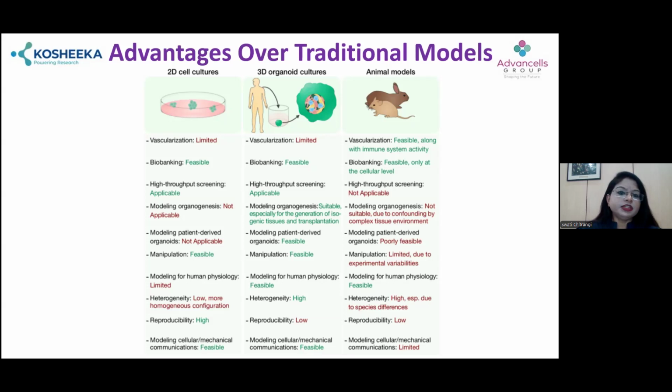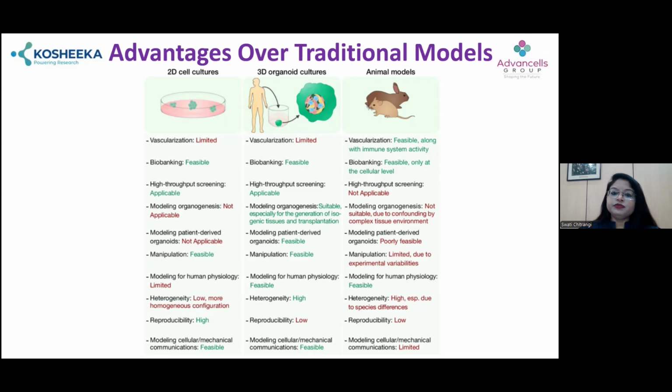And manipulation, yes, you can do manipulation with these cells. You can introduce any mutation, or you can deprive these cells. You can play with the microenvironment of these cells. In modeling human physiology, it's very limited because it's only one cell line. Then heterogeneity is very low because all cells are the same. We are not co-culturing it with other cells, so it will give more homogeneous results.